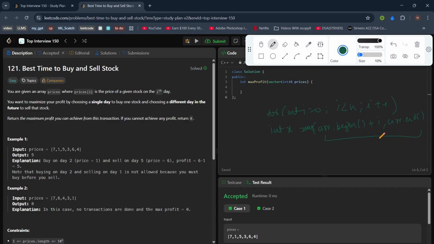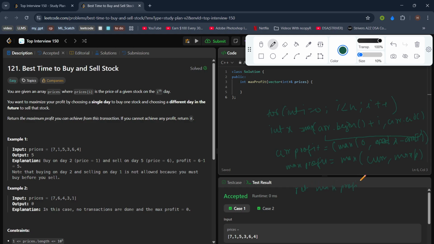So this will return that value, and at last your current profit would be the maximum of 0, because the profit cannot be less than 0, comma this difference, which is x minus arr[i]. And for the maximum profit, max profit would be equal to max of current comma max profit, and at last just return max profit.